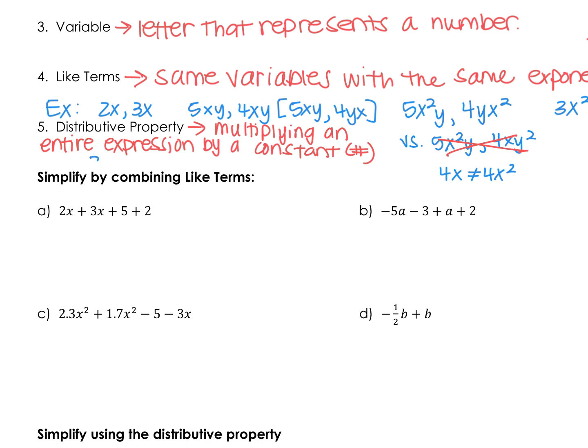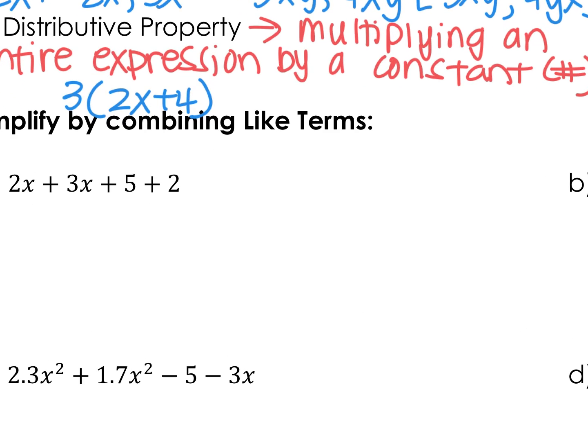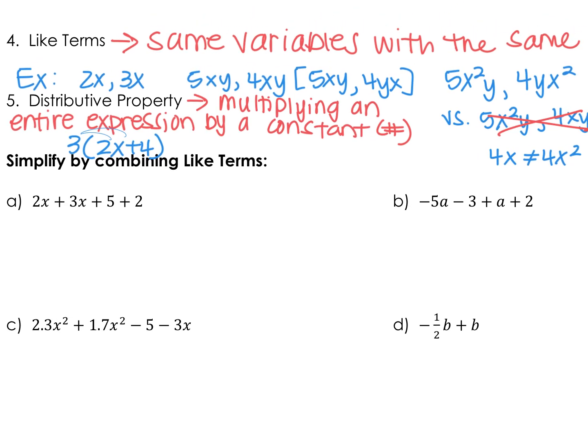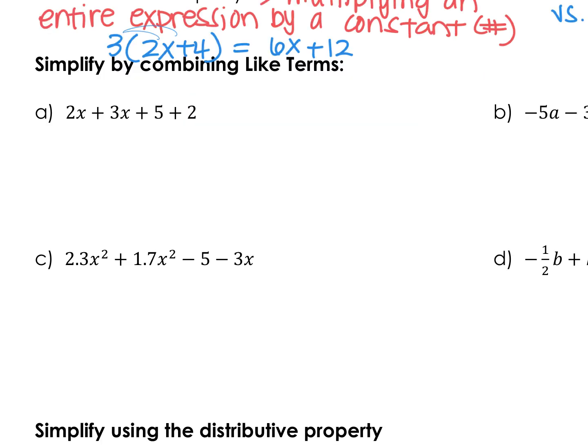So this could look like 3 parentheses 2x plus 4. We've already done some of this. So whenever there's a number out in front of our parentheses, we can distribute that number. So we multiply 3 by each term inside the parentheses. So 3 times 2x would be 6x, and 3 times positive 4 would be plus 12. So we've already done a lot of that, and hopefully you guys feel pretty comfortable with distributing. And let's look at some examples.